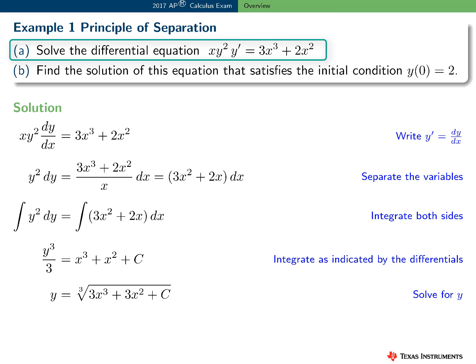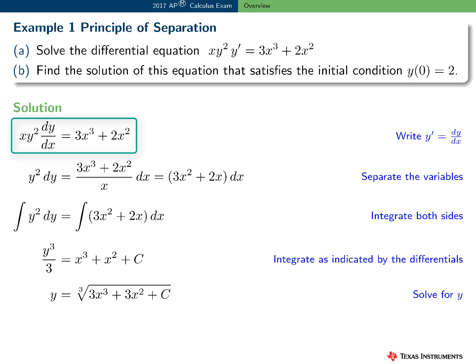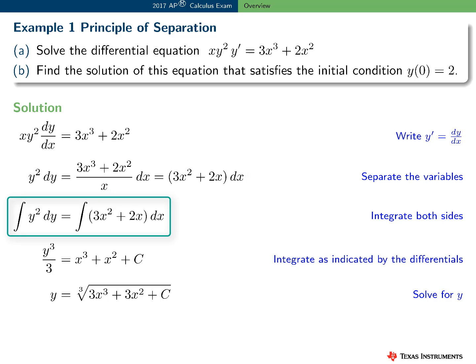Let's consider a basic example in a non-contextual setting. First, let's solve this differential equation, and then let's find the particular solution of this equation that satisfies the initial condition y of 0 equals 2. First, rewrite the differential equation using differential notation. Then separate the variables and simplify on the right side. Next, integrate both sides of this equation. Integrate on the left side with respect to y and on the right side with respect to x, as indicated by the differentials.